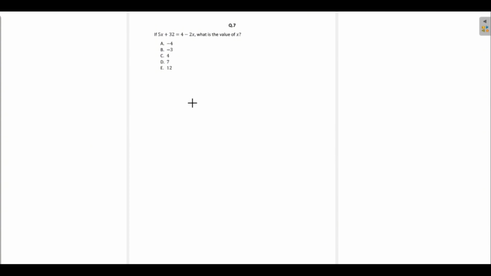Now in question 7, we are given a simple linear equation, and our task here is to find the value of x. Now what is the equation? We have 5x plus 32 is equal to 4 minus 2x. You remember basic algebra, where you are told by your teacher that you group like terms, right? So here we are going to group like terms. We will send all those with x to the left side, and then the numbers to the right side.